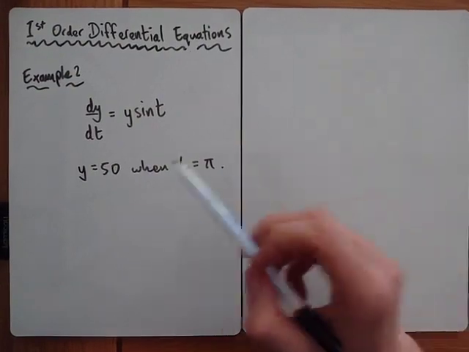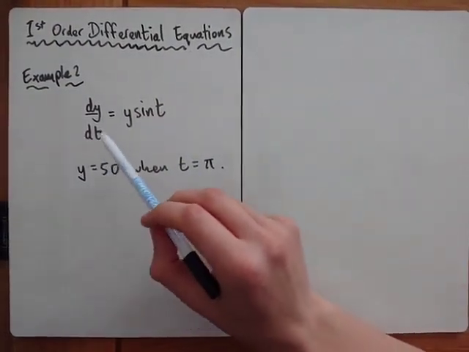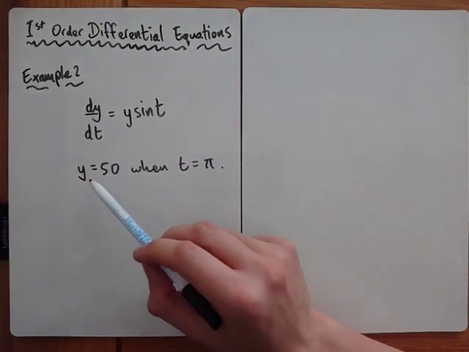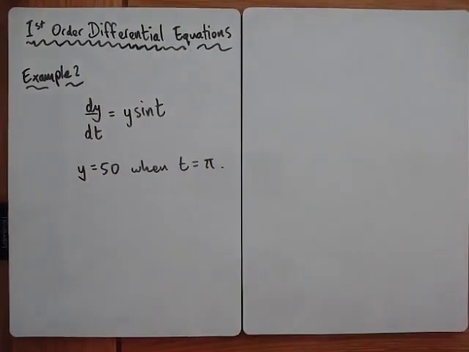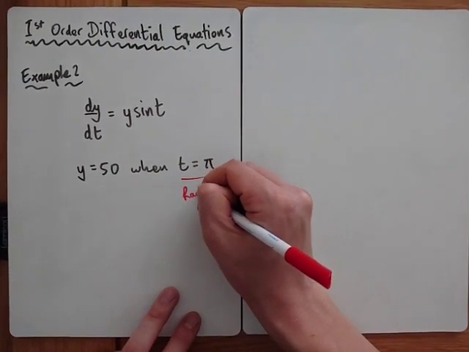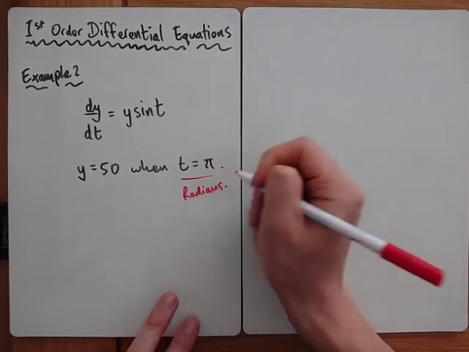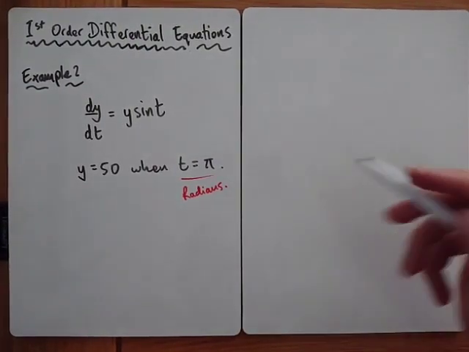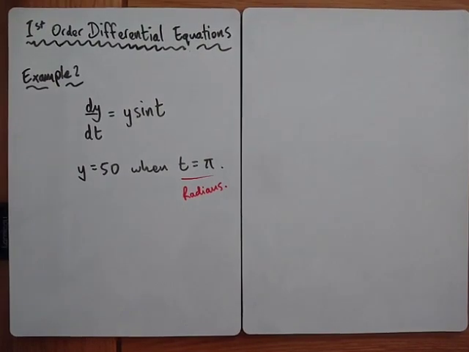Okay, example 2, I'm going to do it all in one go so we can go a bit quicker. We're given dy by dt is equal to y sine t, and we know that y equals 50 when t equals pi. One thing to be very careful of, obviously, just make sure you're in radians. Honest answer, if you're doing any sort of integration or differentiation, you have to be in radians anyway. But obviously because it's pi, we know we're in radians anyway.